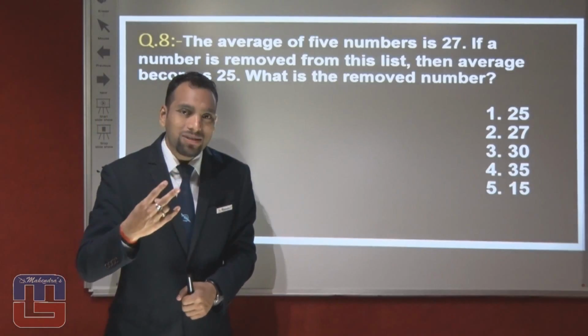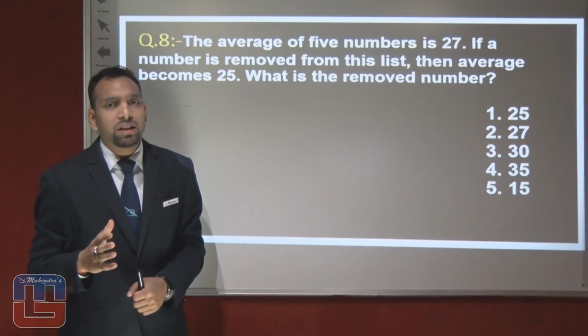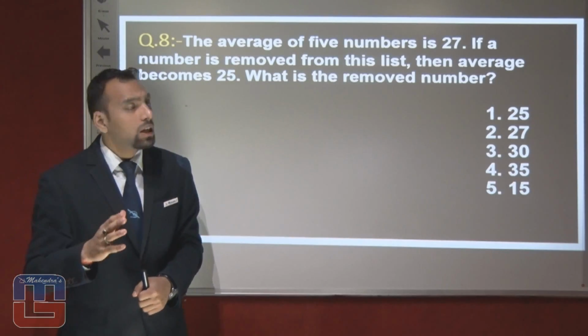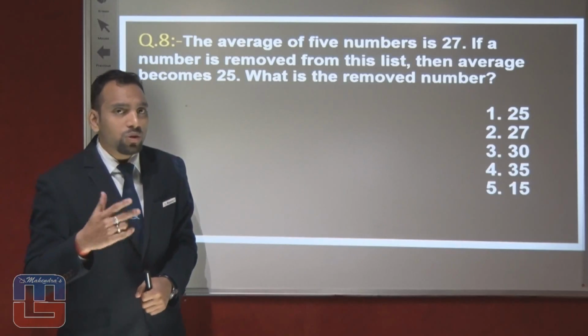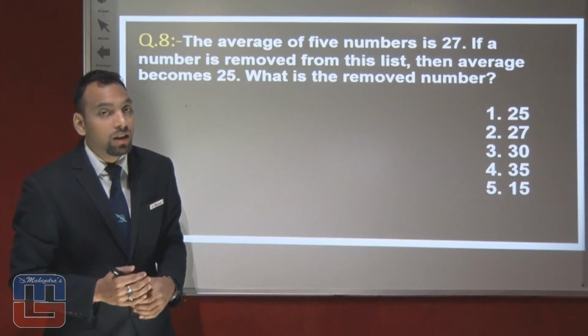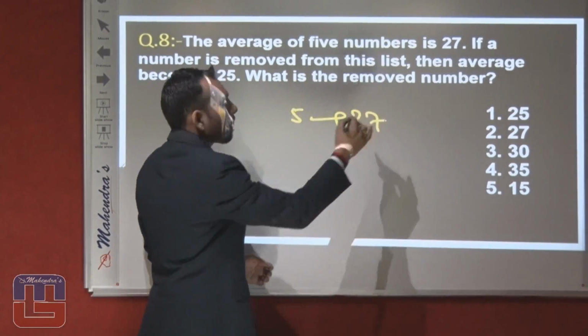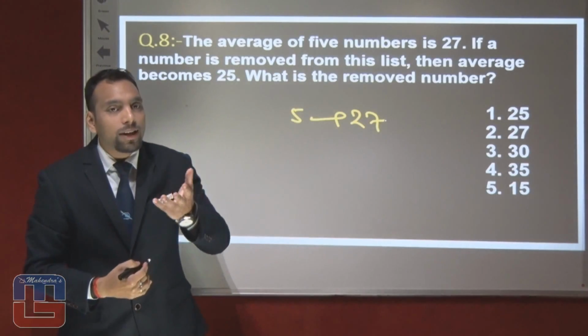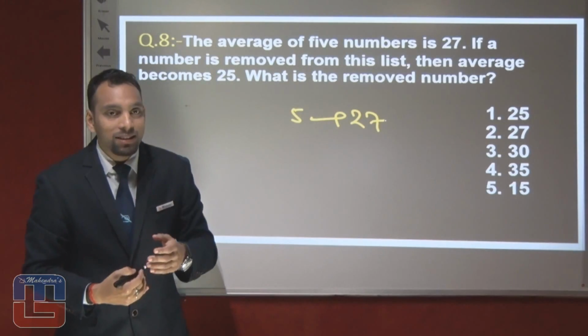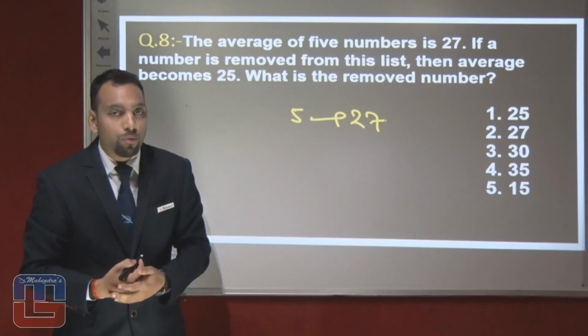We have two ways to solve this question, but if you go by the conceptual method, it will take a lot of time. We have to do this question within a minute, so we will go by the short trick. The average of 5 numbers is 27, and if one number is removed from this, the average becomes 25. You have to find the value of the removed number.